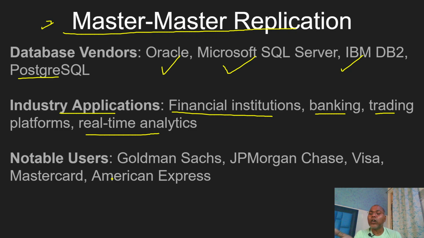Every location, whatever data it has, is a master, and every location has all the data, a duplicate copy available. If you talk about good players, Goldman Sachs, JP Morgan, and American Express, all these big financial institutions are ensuring data reliability using the master-to-master replication factor.